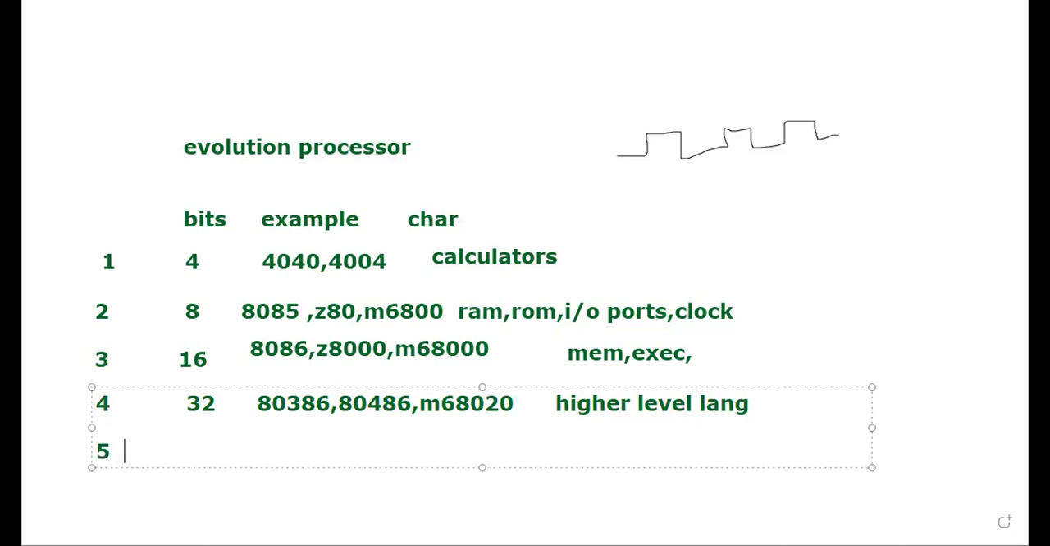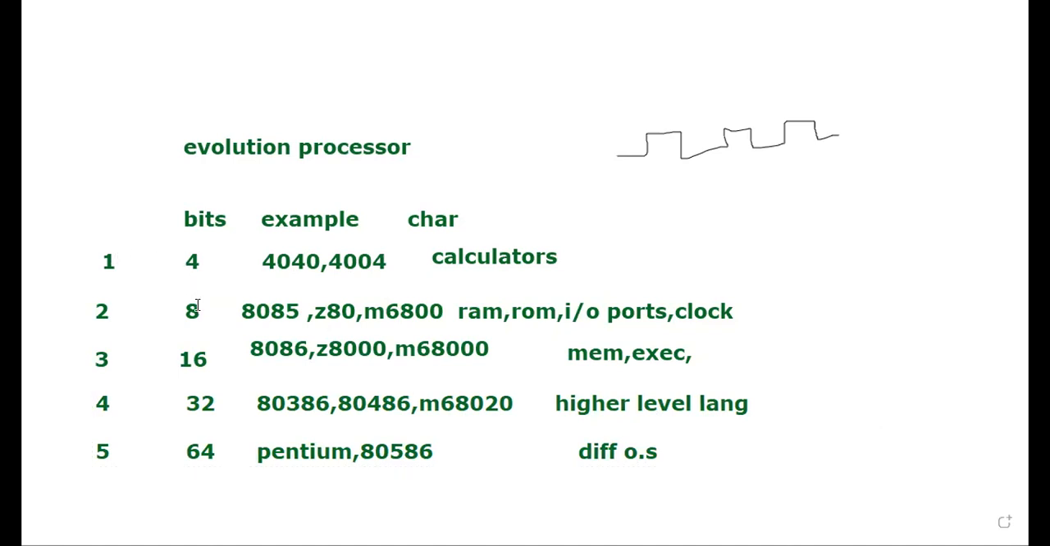Then the 5th generation microprocessor had come, the 64-bit microprocessors: Pentium, then you have 80586. All these are examples of 64-bit. Different operating systems were used in these microprocessors, as well as graphics and multimedia techniques. So if you see, as the generation number increases, the number of bits doubles. Start from 4, double it to 8, 8 doubled is 16, 16 doubled is 32, 32 doubled is 64. So this question comes for 3 to 4 marks.